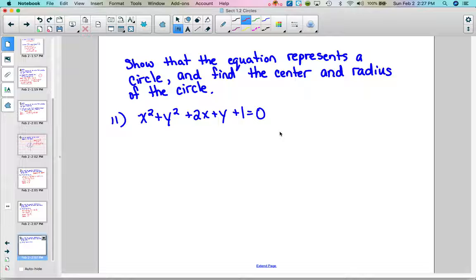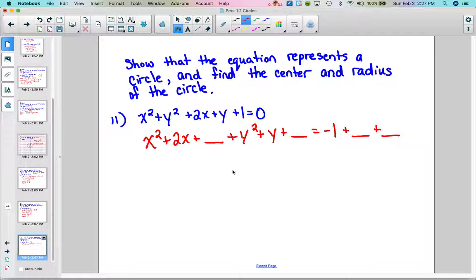And the last problem, again, it's going to be completing the square. This time we have linear terms for the x and y, so we're going to have to complete the square for both. So I'm going to get x squared plus 2x plus blank plus y squared plus y plus blank equals negative 1 plus blank plus blank.